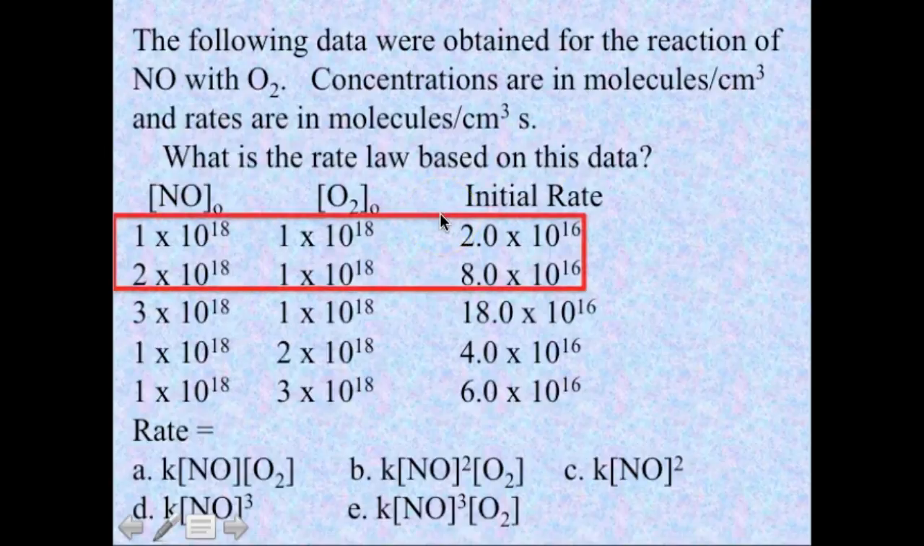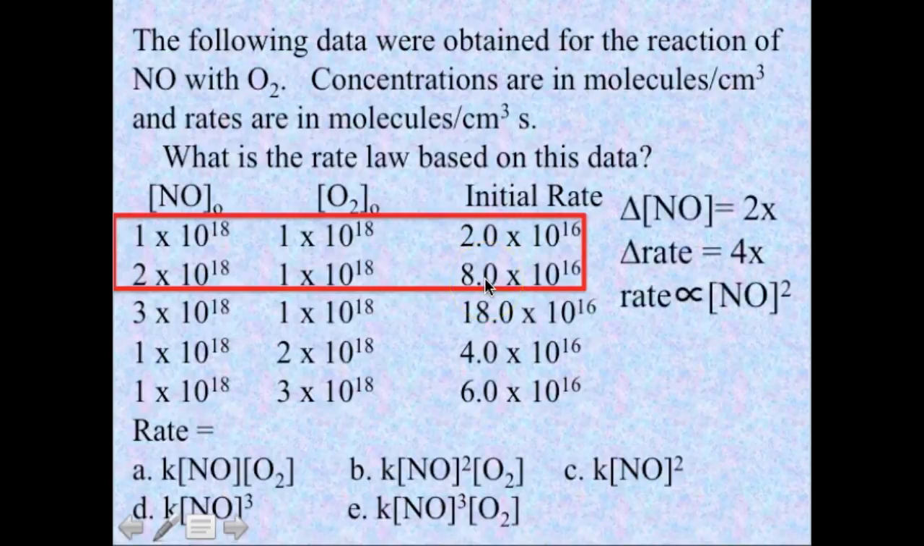So what we're going to do is take the first two trials, because nitric oxide is doubling while oxygen remains constant, and we notice that the rate quadruples. Here it's 2 and here it's 8. That's 4 times as much. So the change in concentration of nitric oxide is 2 times as much, but the rate changes by 4 times as much, and that is a square relationship. So the rate is proportional to the concentration of NO squared.